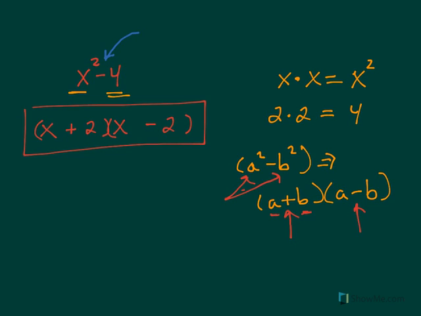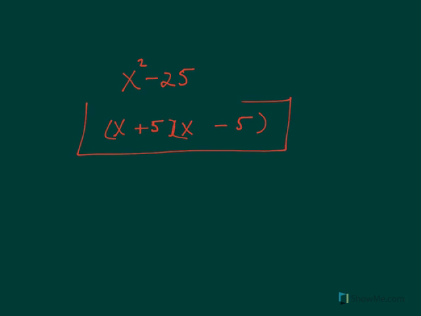Let's try another one real quick. So let's say we have x squared minus 25. Then we have a difference of two perfect squares. One will be plus, one will be minus. The square root of x squared is x. And the square root of 25 is 5. And there are your two factors.